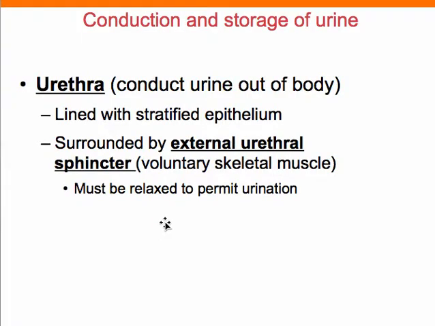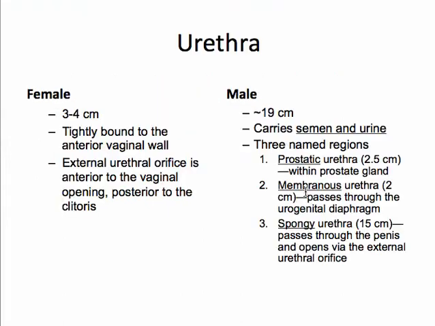The last component is the urethra, and that's what's going to conduct the urine out of the body for excretion. And because the urethra opens to the outside of the body, it's lined with a stratified epithelium. It's surrounded by an external urethral sphincter. This is going to be skeletal muscle, so it is under our voluntary control, and it has to be relaxed to be able to permit urination.